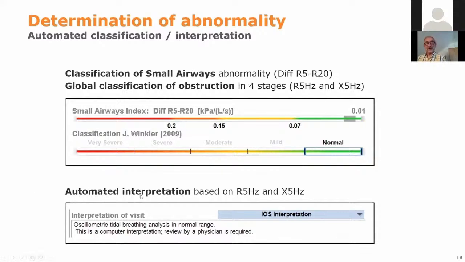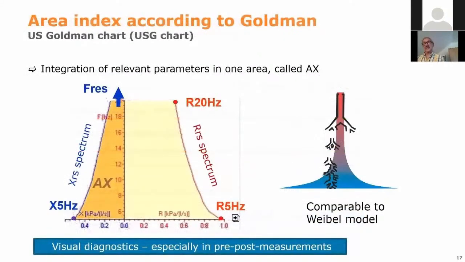And you also have an automated interpretation. If you call this interpretation, then, for example, oscillometric tidal breathing analysis is in the normal range. Take care, of course, that's a computer interpretation, and the review of a physician is anyhow required, also for classification and small airway index. But I think it's a good starting position if you have the report and automatically you have a classification, a small airways index, and an automated interpretation.